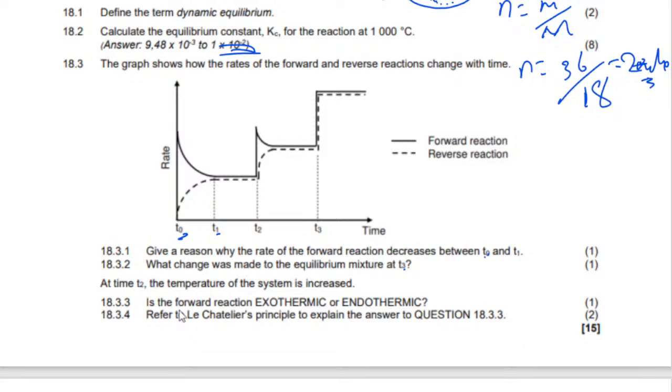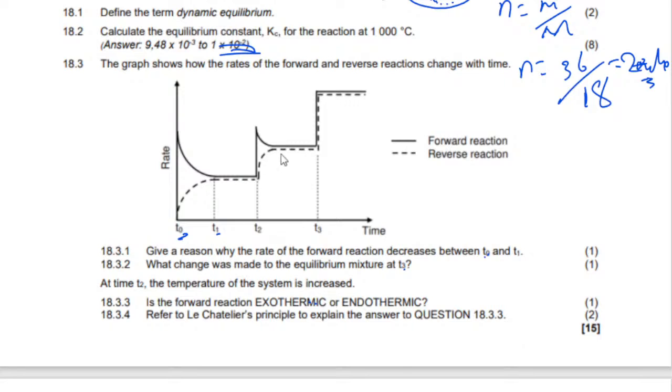You understand? Is the forward reaction exothermic or endothermic? So what are you going to say here? Is it exothermic or endothermic? Don't forget it was steam. If it is steam, it requires heat. So definitely it is endothermic.